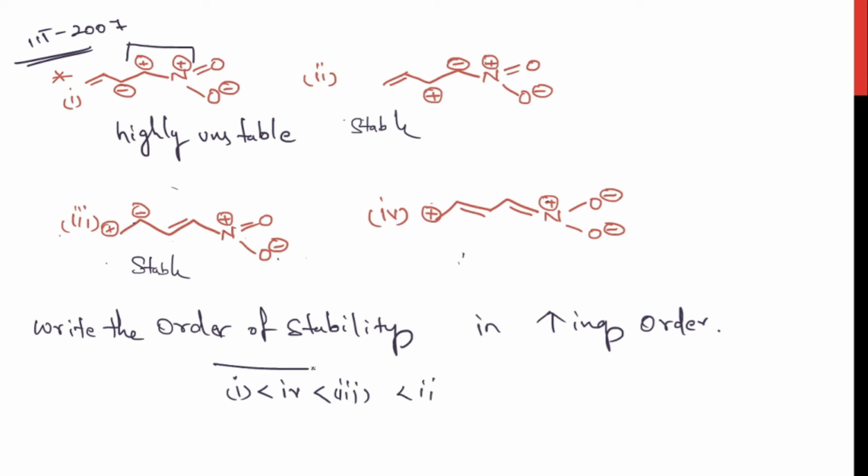Now this is the stability order for these four options, right? These are the types of questions which are going to be asked in the examination. We have done a lot of examples regarding this. Now we will step into the mesomeric effect.